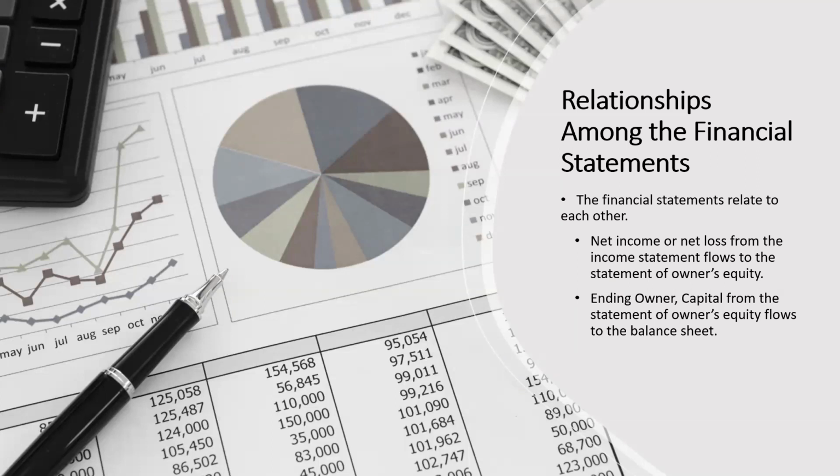Relationships among the financial statements. The income statement's net income boosts owner's capital, while a net loss diminishes it. The final owner's capital figure transfers to the balance sheet, ensuring that total liabilities plus owner's equity align with total assets, thereby upholding the accounting equation. Now, this process is depicted in the subsequent 3 slides that you'll see.